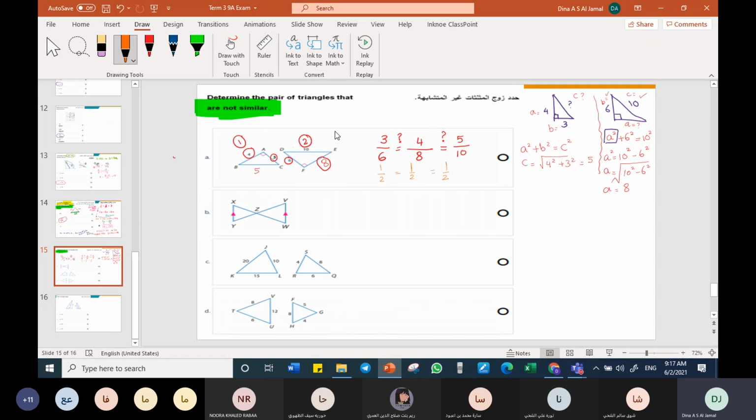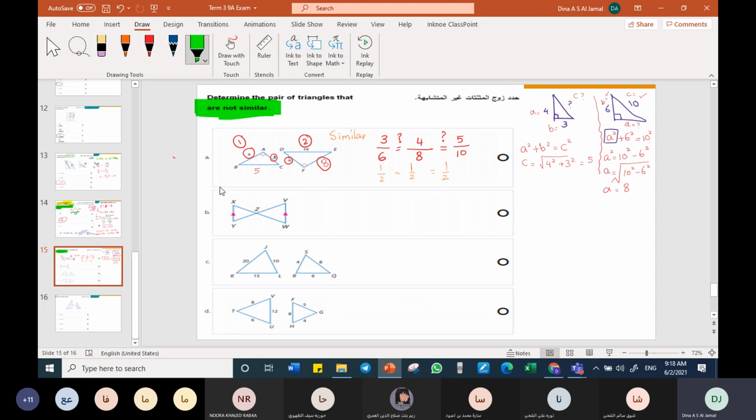That means our A, they are similar. But you would like us to find the not similar. So A is not our answer. Let's have a look now. They are the same.